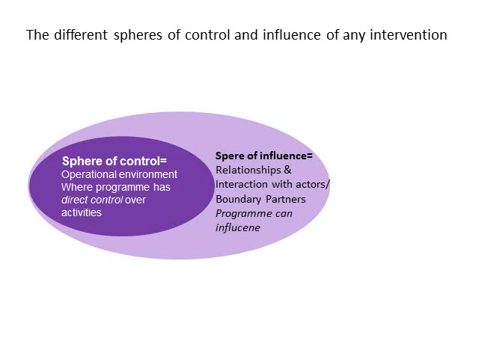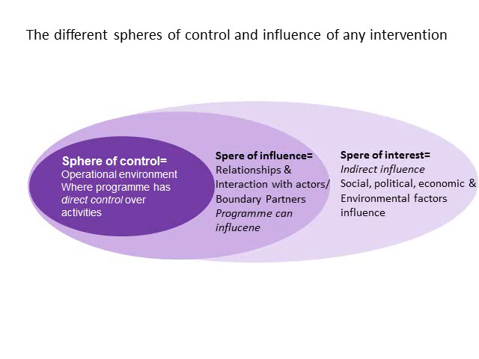Then we have the sphere of influence. This is where the program is moving out into this messy reality, where it starts interacting with actors, the relationship with actors, and the program can only influence the outcomes at this level. And then we have the last sphere that we call the sphere of interest. It is where the project, program, or intervention has quite indirect influence on the outcomes, because there are social, political, and economic factors, also environmental factors, that influence what is happening out here. So the project has relatively limited control over what happens in the sphere of interest.